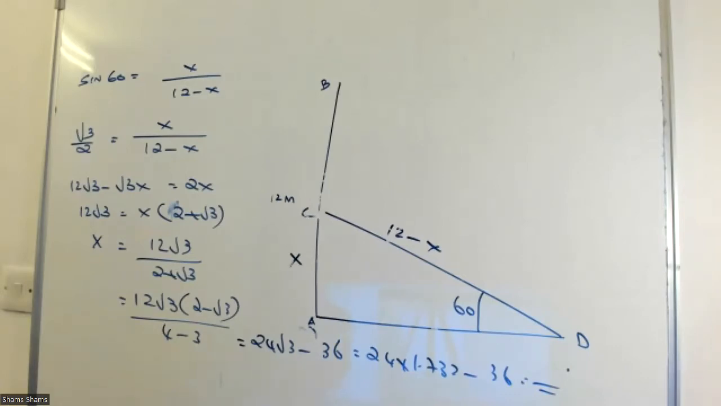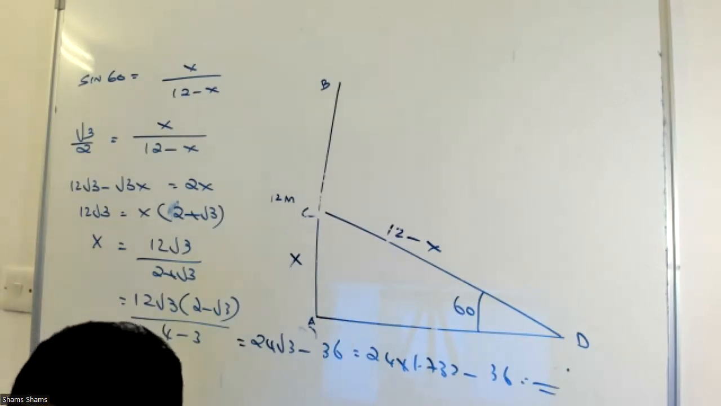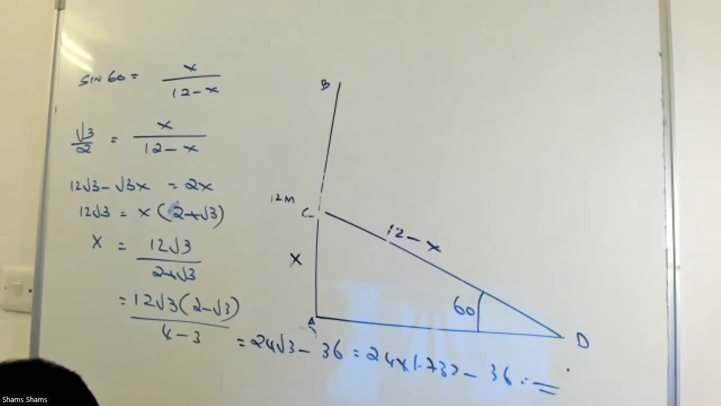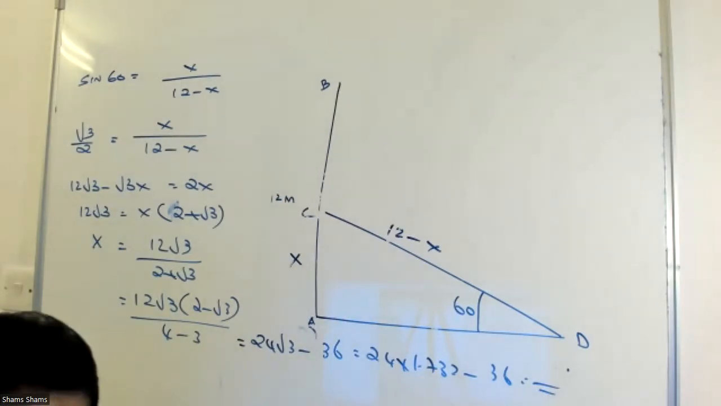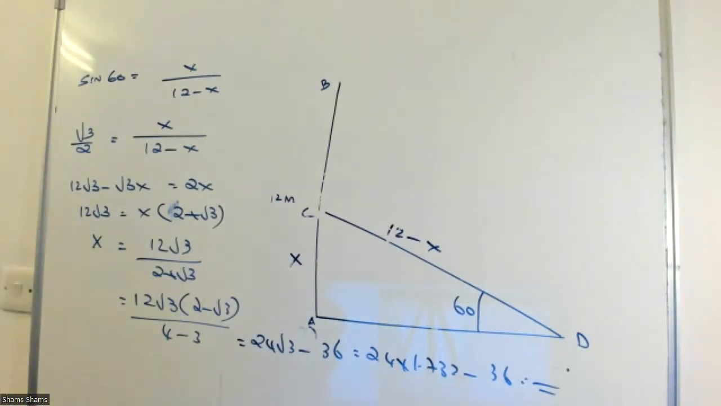Let me check what you did. 24 root 3. Okay, let me see. 24 into 1.732 minus 36. Yes, 5.568 only is correct. Okay. Abhiram, what did you get? Yes, sir.